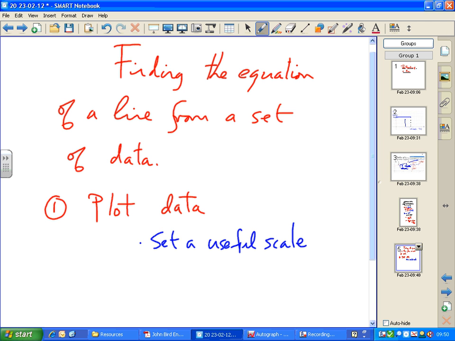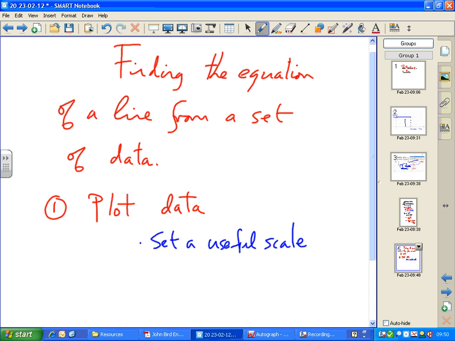Upper and lower limits. Right, upper and lower limits. And so you make sure that you're going to get all your set of data on the points, making the best use of the graph paper that you've got. Orientation of the graph is entirely up to you, whether or not you use it landscape or portrait.